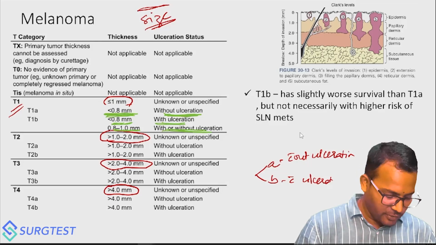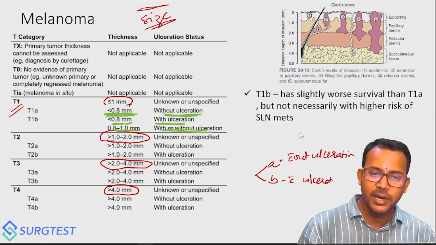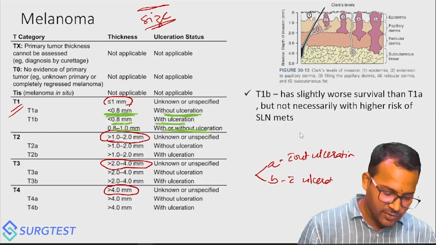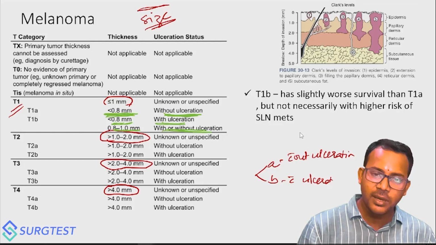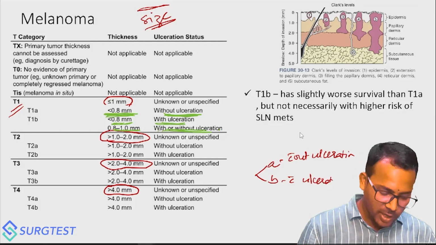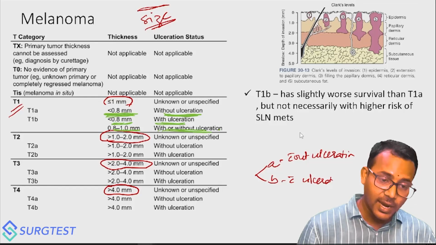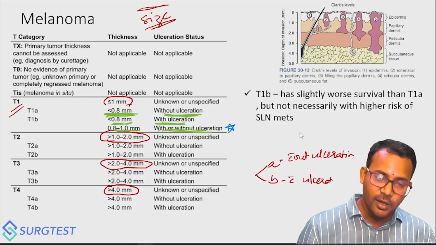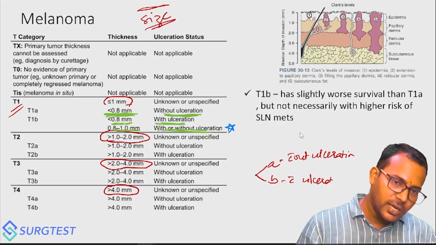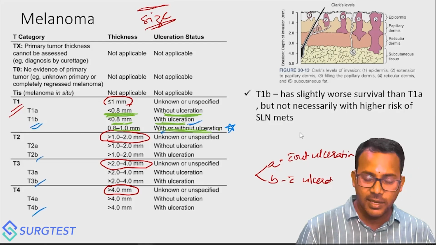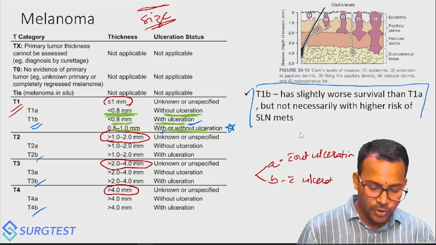If you see T2B or T3B or T4B, every B will contain ulceration only. Even T1B contains an ulceration which is less than 0.8 millimeters thick but ulcerated. Similarly, you have 0.8 millimeters to 1 millimeter with ulceration. At the same time, this 0.8 millimeters to 1 millimeter thick without ulceration is also included in T1B. This is what you have to remember, and this is the reason for this point that I am going to highlight.